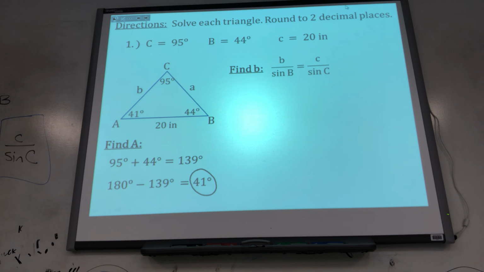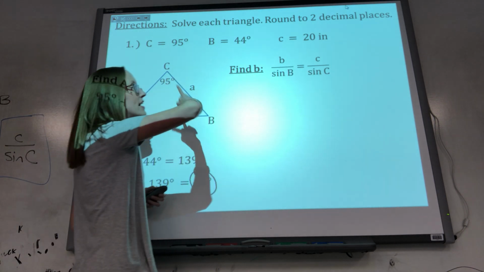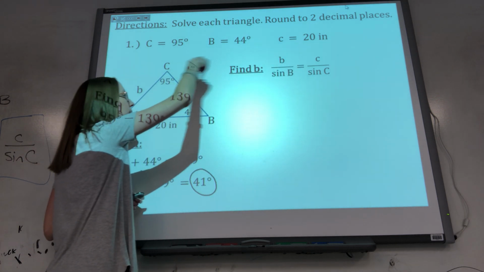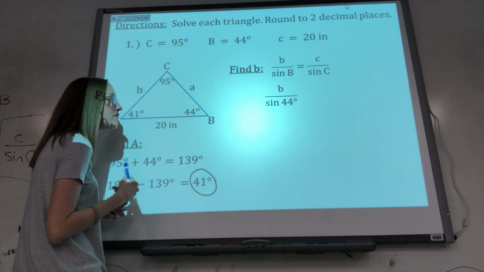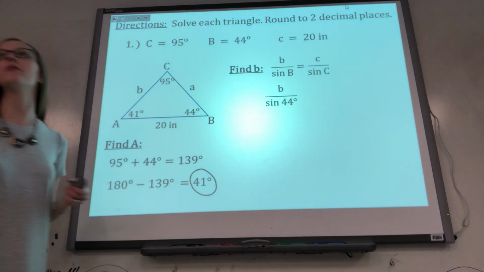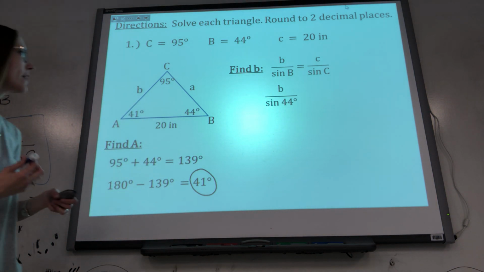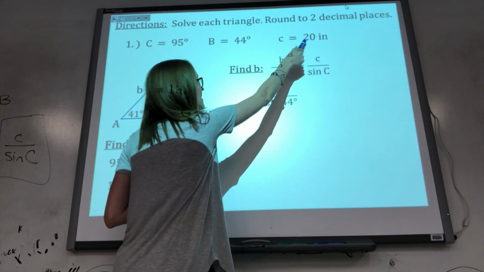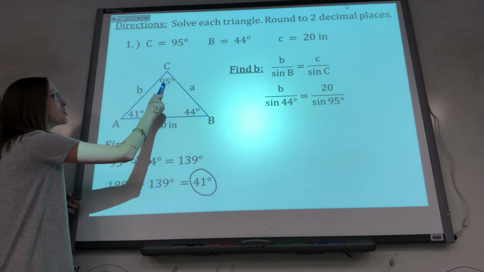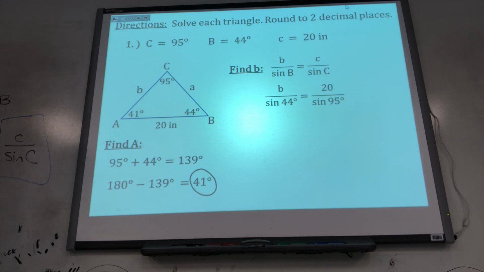You don't want to pair it up with the A's, because then you wouldn't have anything for little b or little a. You would have two unknowns if you do it that way. This way, we're only going to have one. So let's fill in what we can. Little b is still just a variable, because that's what I'm trying to find. Big B is 44 degrees, but remember it's sine of 44, not just 44. On the other side, little c is 20 over sine of big C, which was sine of 95.